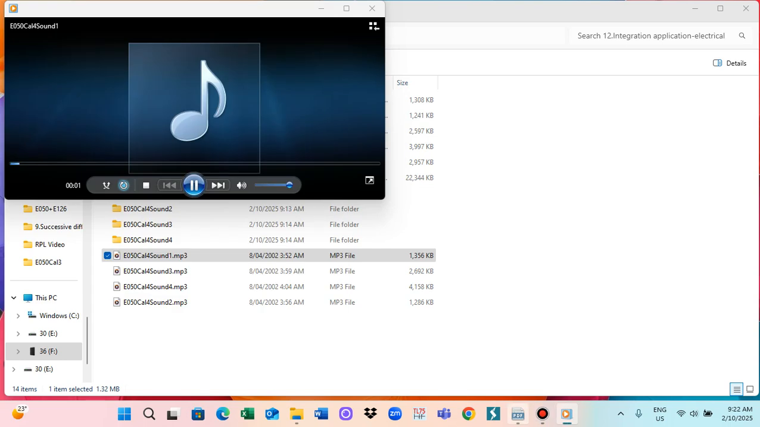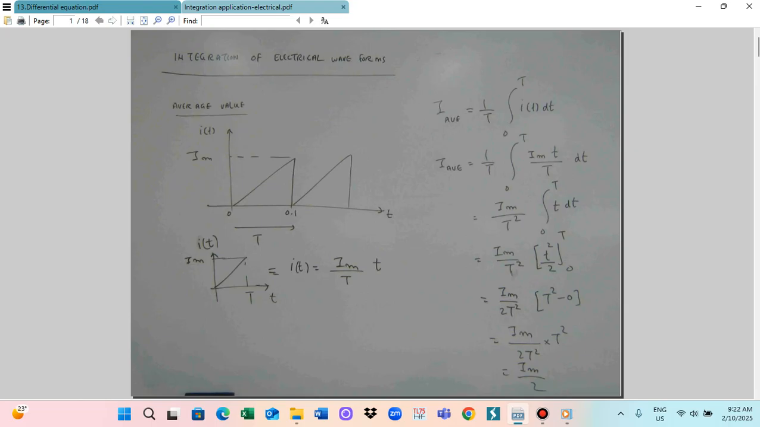And today's lesson is the application of the electrical waveform. The electrical waveforms will be the sinusoidal wave, sawtooth wave, and square waves. Those waveforms we can integrate. Firstly, we will find the average value.